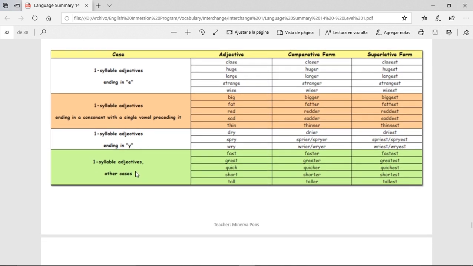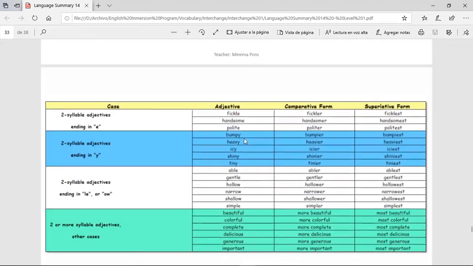With one syllable adjectives, with some other cases, because there are always some exceptions, we have, for example, fast, faster, fastest. Great, greater, greatest. Quick, quicker, quickest. Okay, very good.